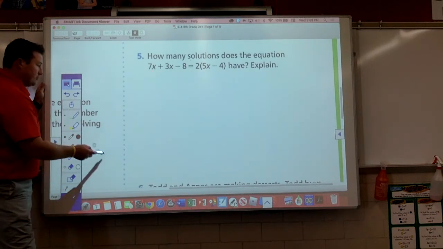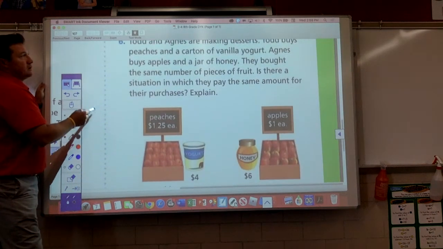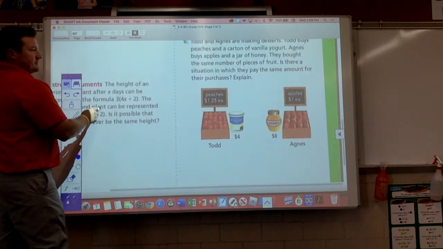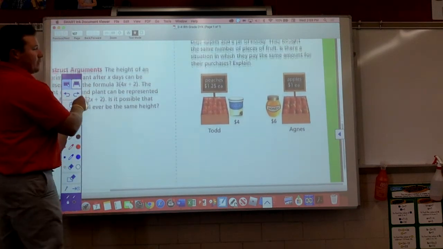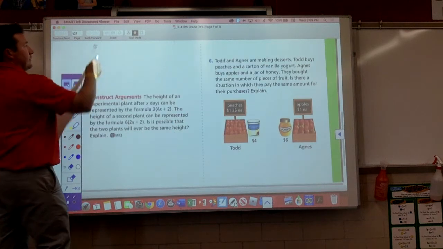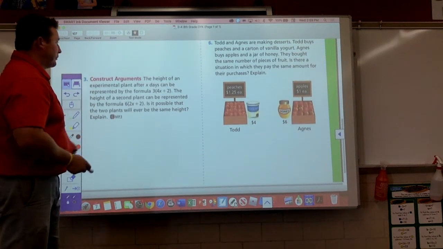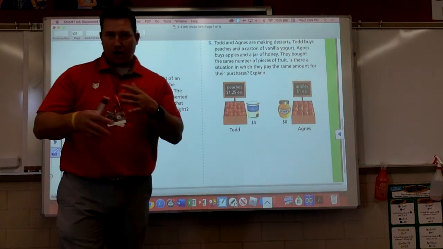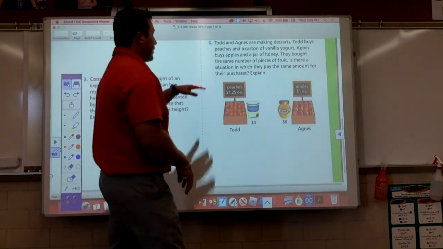All right, moving on. Todd and Agnes making some... Oh man, I got no room to write anywhere here, Mr. Knoll. This is all bad. Desserts. Got a little bit, but not a whole bit. I need a lot of room. I like to write all over the place, as you saw.